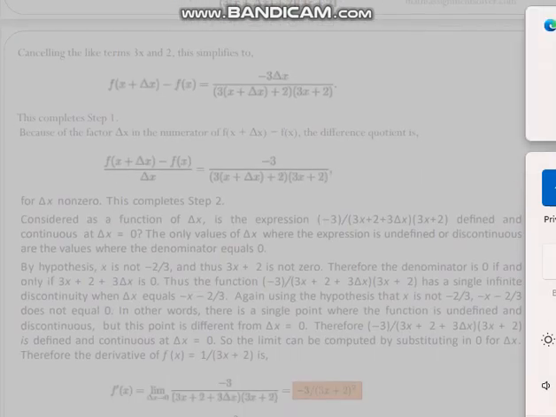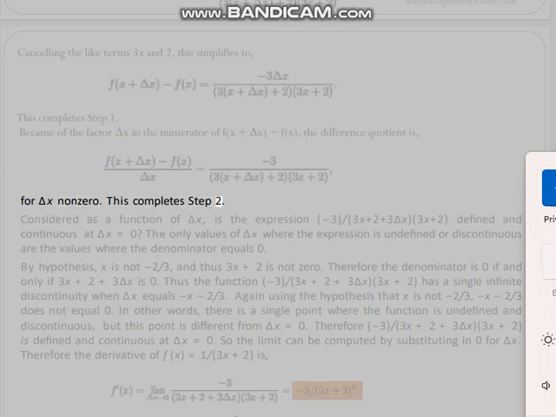MathsAssignmentSolver.com. Canceling the like terms 3x and 2, this simplifies to the following. This completes step 1. Because of the factor delta x in the numerator of f(x plus delta x) minus f(x), the difference quotient is the following, for delta x non-zero.